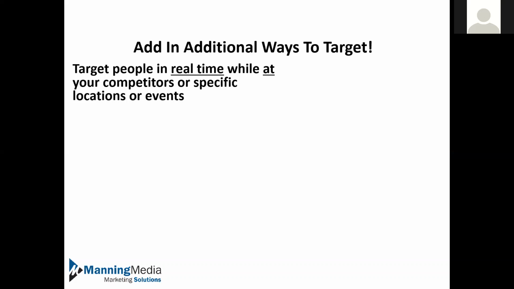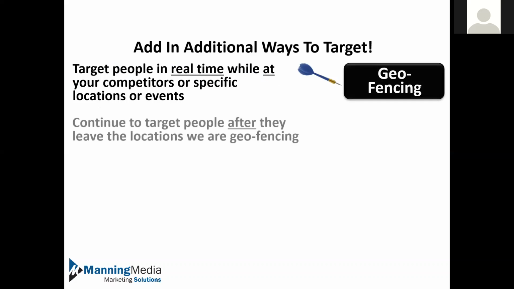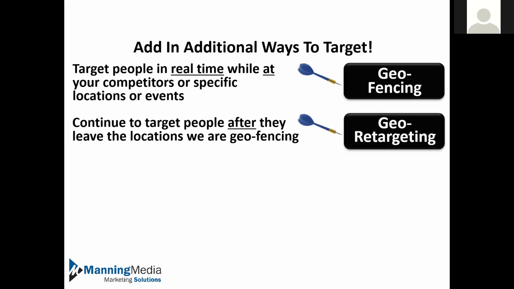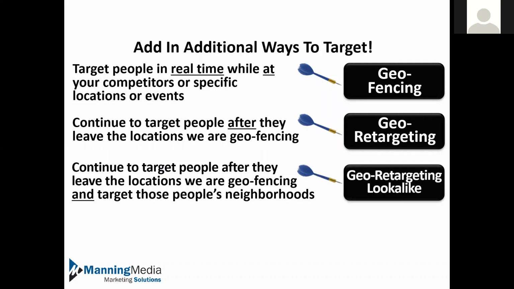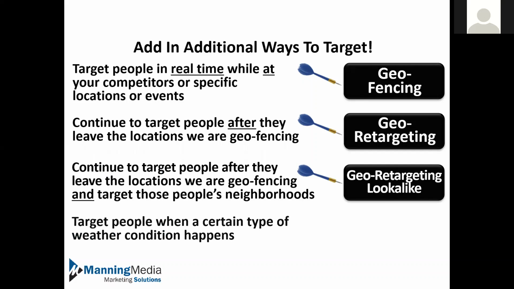And there are some additional ways to target there. You can target people in real time while they are at your competitors or at a specific location or event. We talked about geofencing. And then you can geo-retarget them again from that list. And then you can continue to target them when they go back into their own neighborhood, and that's geo-retargeting lookalike from addresses. So you can also use address targeting for weather triggers.